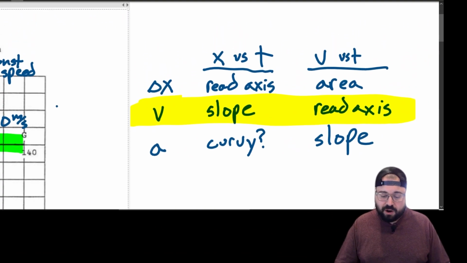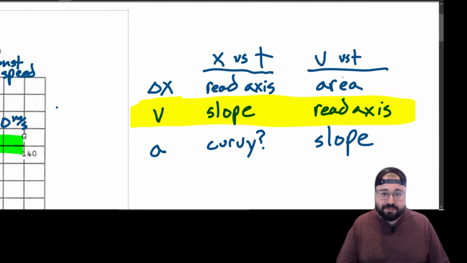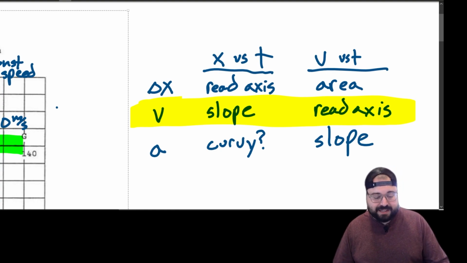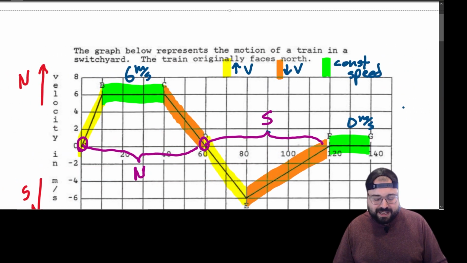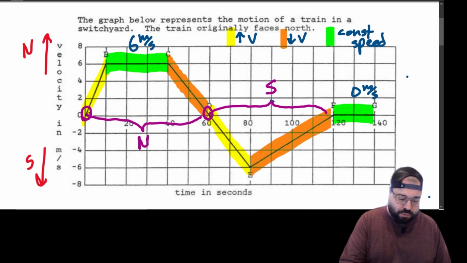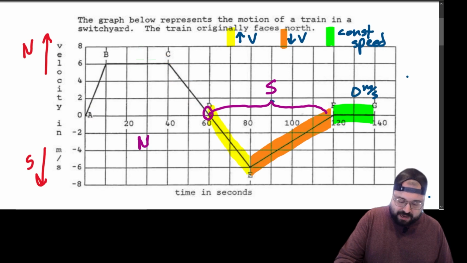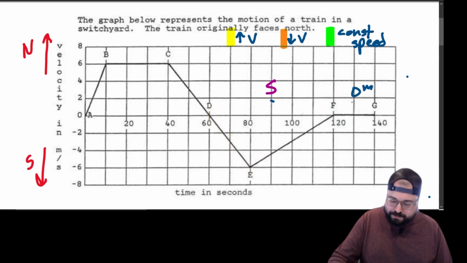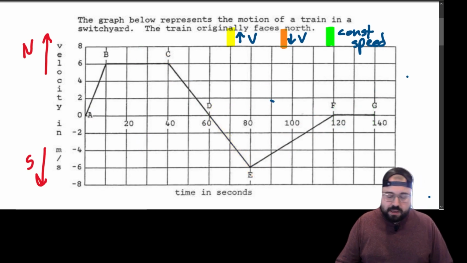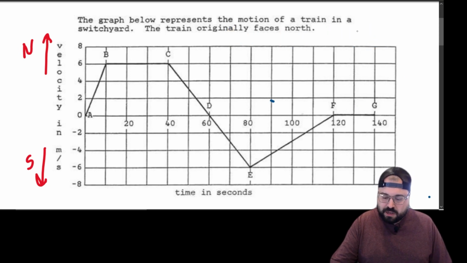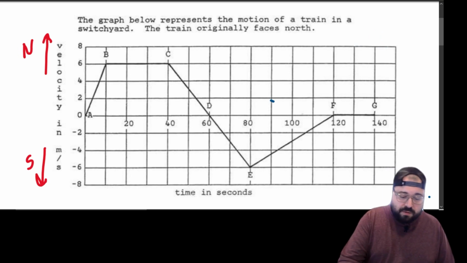So how far on a velocity versus time graph? We're talking now about the area between our line and the x-axis. So let's get into this here. I'm going to erase everything on here just to clean this up a bit. Get rid of this too. There we go. All right.